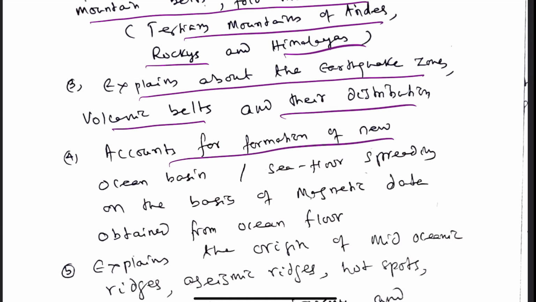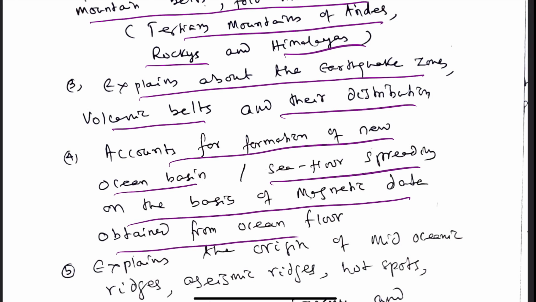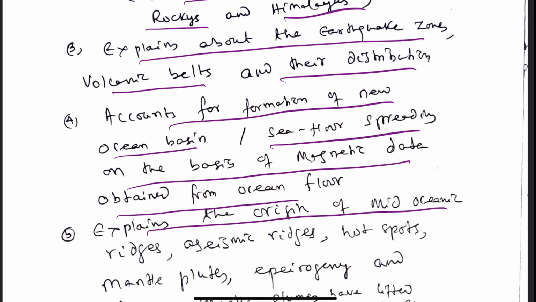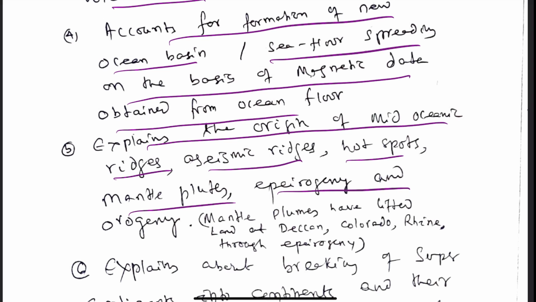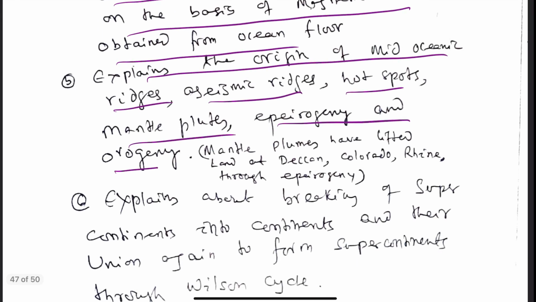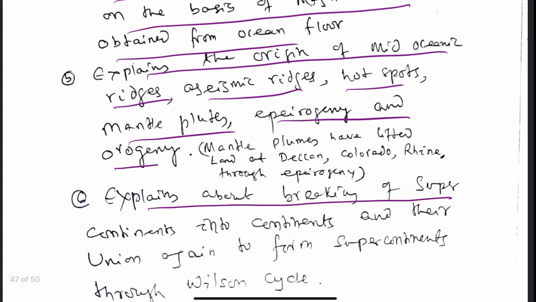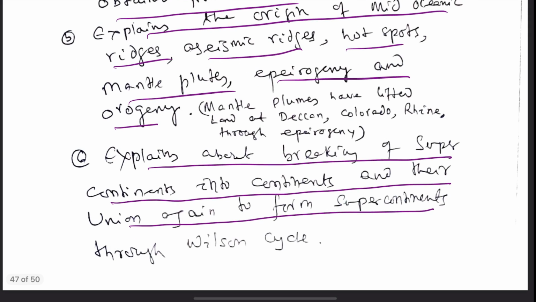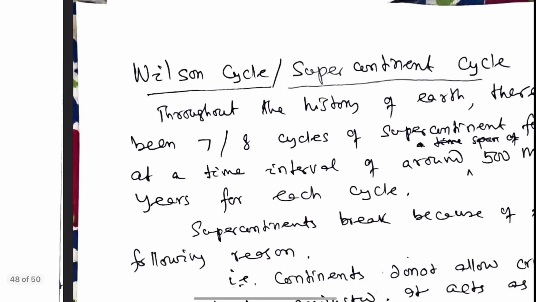It accounts for the formation of new ocean basins, sea floor spreading on the basis of magnetic data obtained from the ocean floor. It explains the origin of the mid-ocean ridges, aseismic ridges, hotspots, mantle plumes, epeirogenic movements, orogenic movements. All are explained through plate tectonics. It explains about the breaking up of supercontinent into continents and their union again to form supercontinents through Wilson cycle.